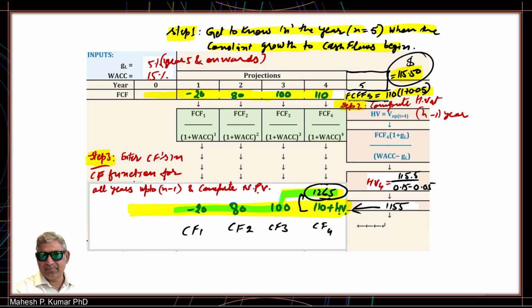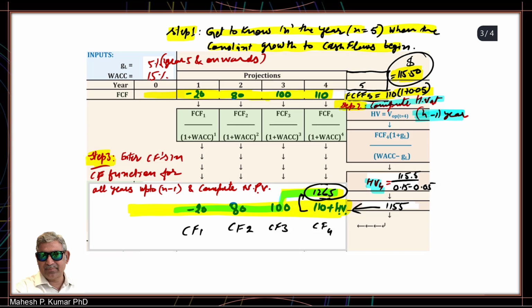So once we have got that number, the second step is always to compute the horizon value at the n minus 1th year. Right. So since the cash flow of the 5th year is known, please remember in this case, the horizon value of the firm would be calculated for year 4.